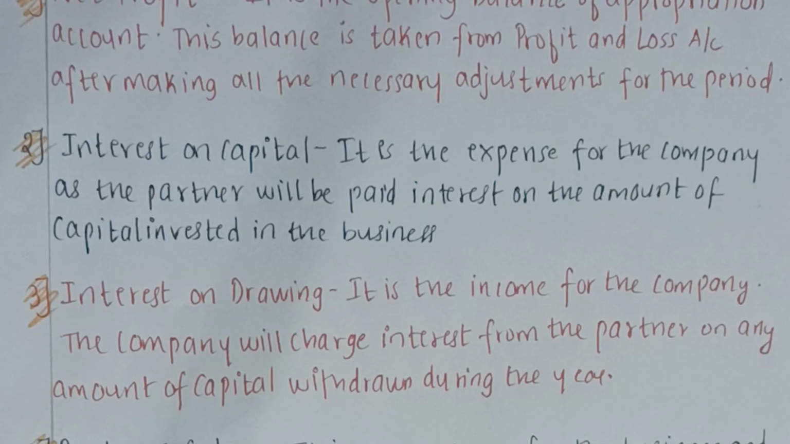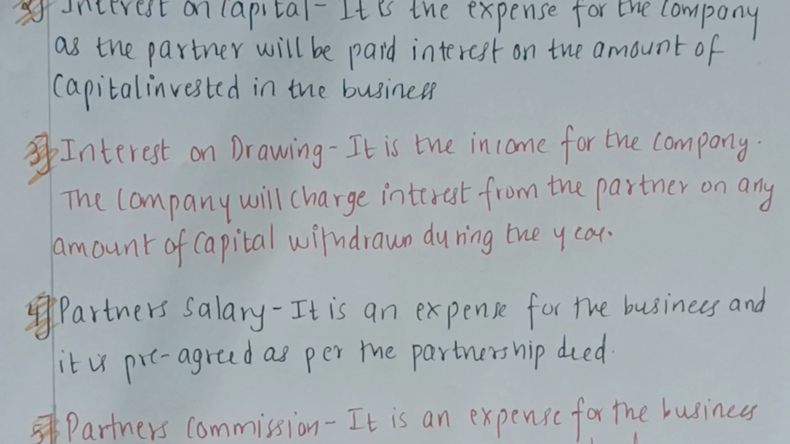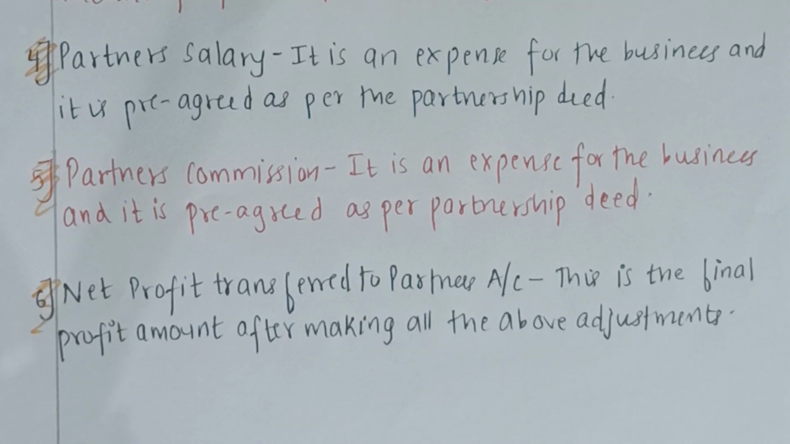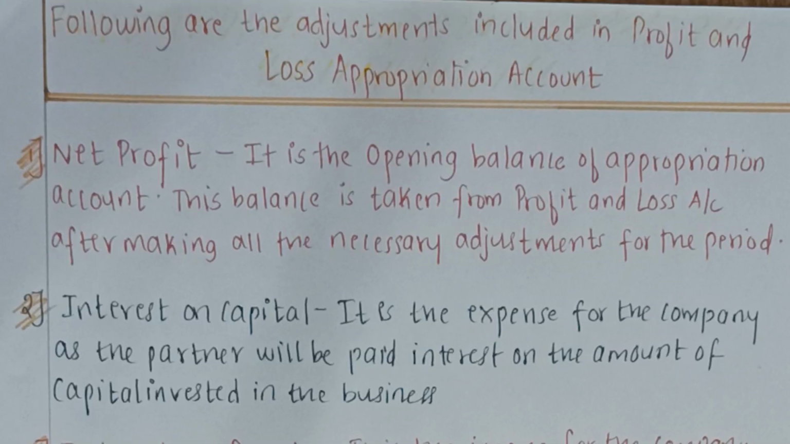That is the net profit, interest on capital, interest on drawing, partner's salary, partner's commission and net profit. So here it is a little bit in detail. So let's start. So here it says that net profit is the opening balance of appropriation account. Okay, and this balance is derived from profit and loss account after making the necessary adjustment.